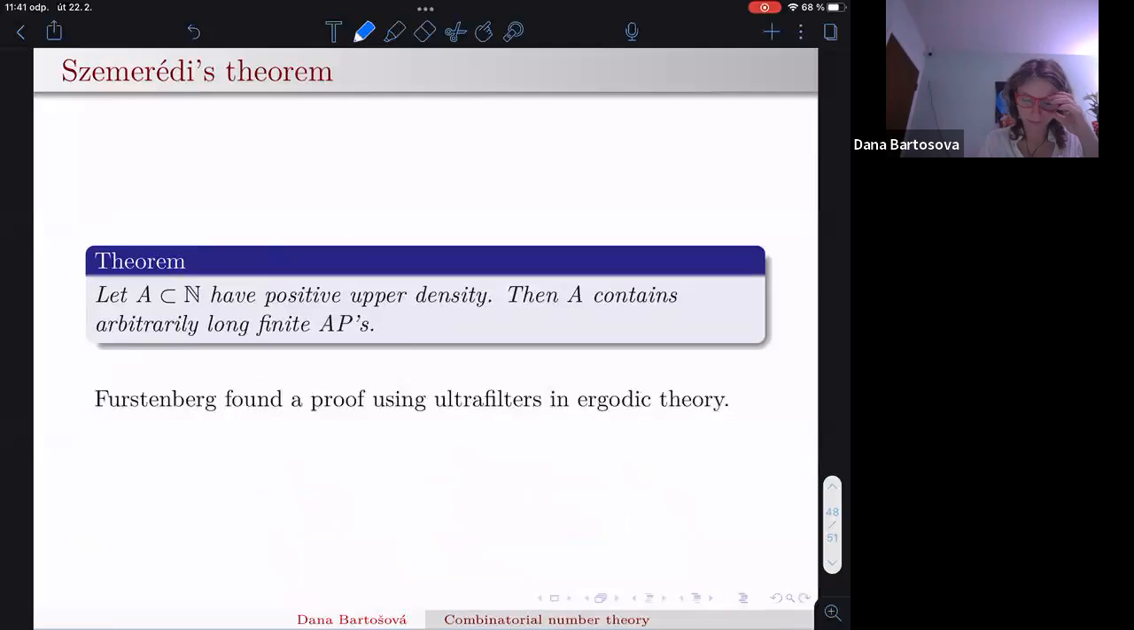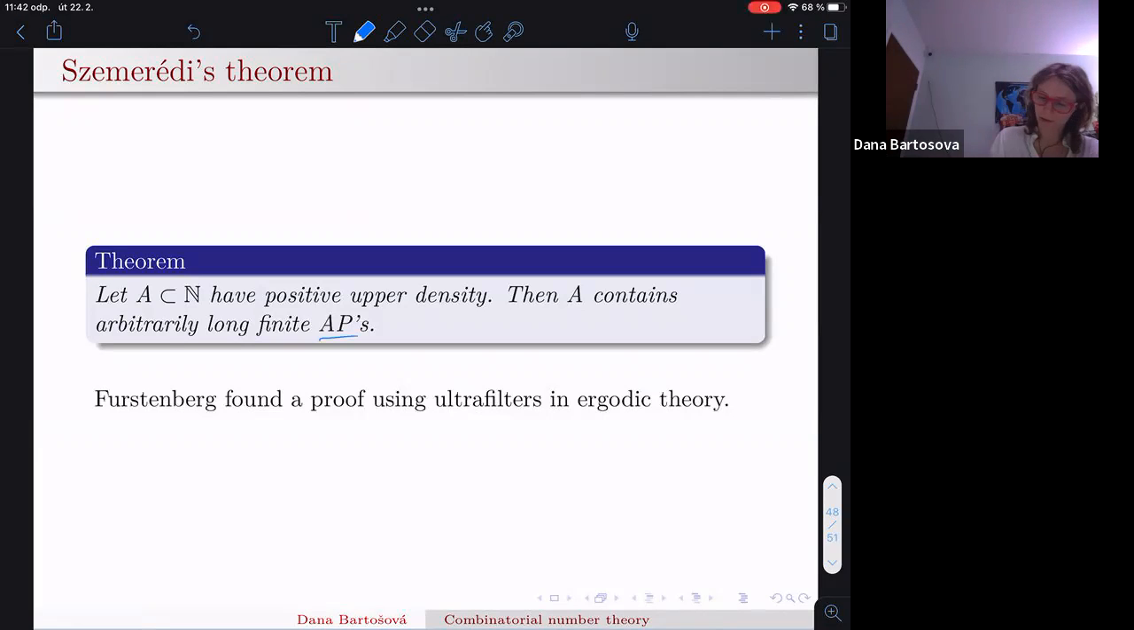So, set that doesn't have too large of gaps. Now, Szemerédi's famous result from the 70s was also originally proved combinatorially, and there was a lot of prelude in finding arithmetic progressions of length 3 and then 4. He proved that if I have a subset of positive upper density, then it contains arbitrarily long finite arithmetic progressions.